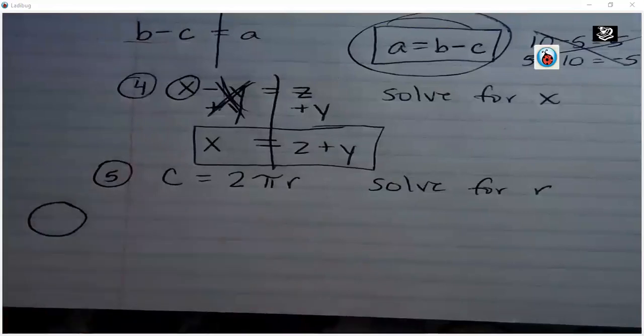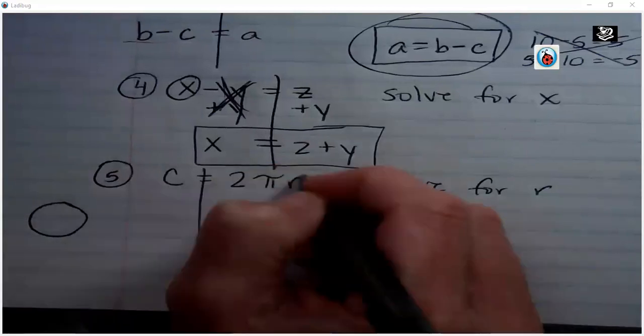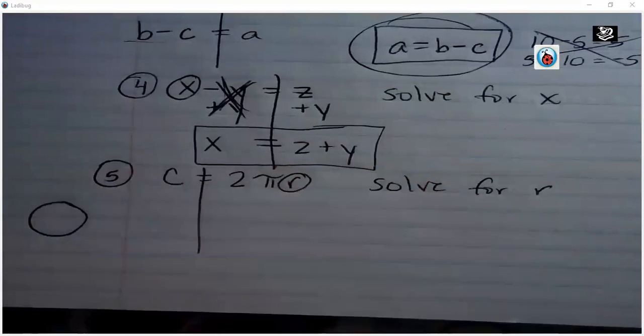All right, Daniel, what do you do first on this one? You're making it too hard. What do you do first? You move the 2 and the pi away. Okay, I'm going to draw my line and circle R. And you are correct. You are going to have to move both the 2 and the pi.